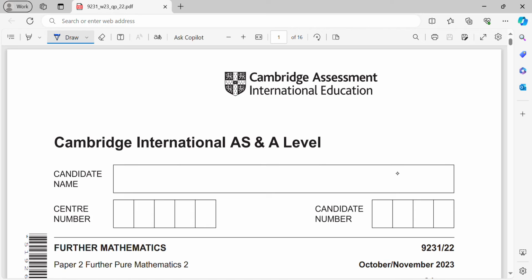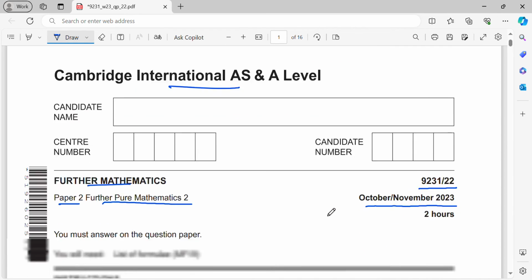This video is to discuss Cambridge International AS and A-Level Further Mathematics Paper 2, which is Further Pure Mathematics 2 for October-November 2023, and the code is 9231/22. So let's move on to question number 1.